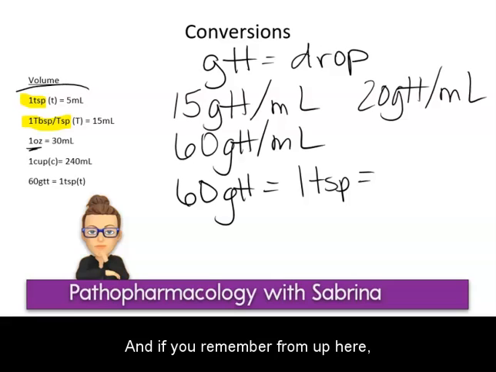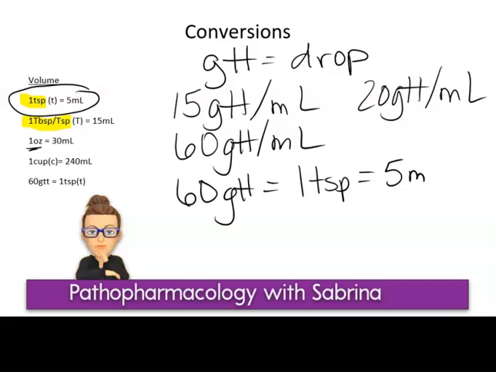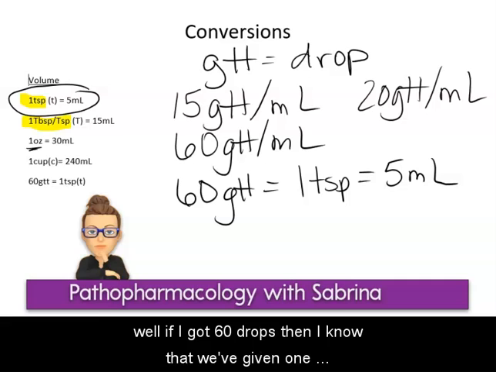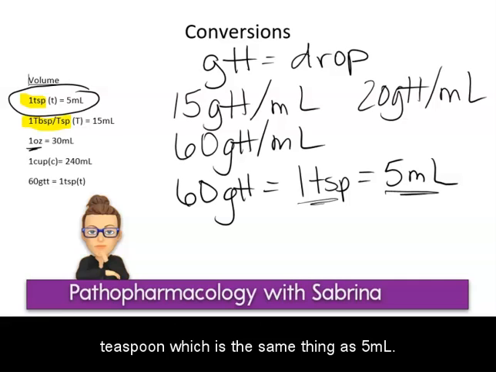And if you remember from up here, 1 teaspoon equals 5 milliliters. Once you start using this a lot, you'll start memorizing and remembering, okay, well, if I've got 60 drops, then I know that we've given 1 teaspoon, which is the same thing as 5 milliliters. And it does become easier with time.